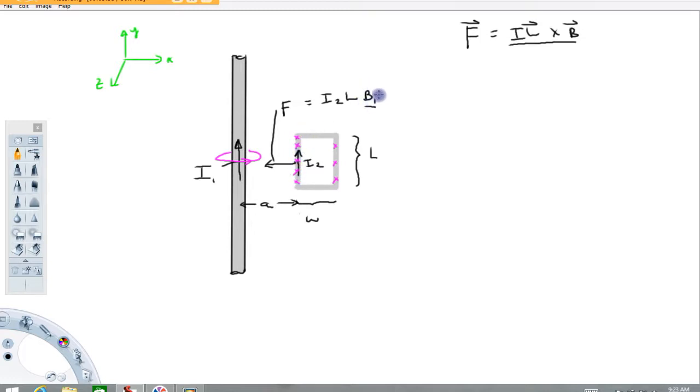Now this magnetic field vector is coming from this current. So if we treat this like a long straight wire, that field would have a magnitude of mu sub O over 2 pi I1 over the distance between this wire and this point, which is what I have labeled as A. So this force vector is to the left. It's equal to I2L times B1, where the B1 is given by this expression here, mu sub O over 2 pi I1 over A.